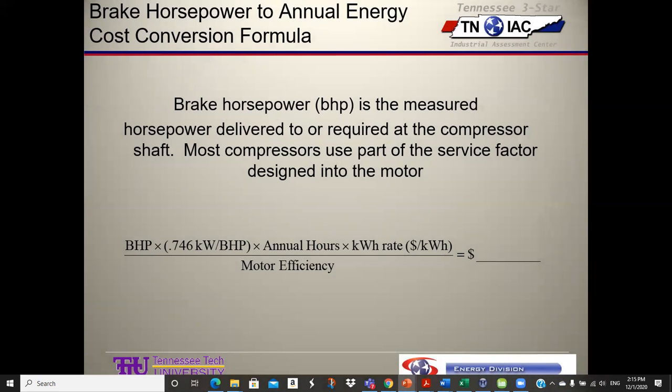Brake horsepower is the measured horsepower delivered. Yeah, that's out of the motor into the shaft. We know that. It is required at the compressor shaft. Most compressors use part of the service factor designed into the motor. So whatever the brake horsepower is times 0.746 converts to kW, and then that's kW times hours times rate divided by motor efficiency, because remember the brake horsepower is at the shaft, and so to get the input power to the motor you have to divide by motor efficiency.